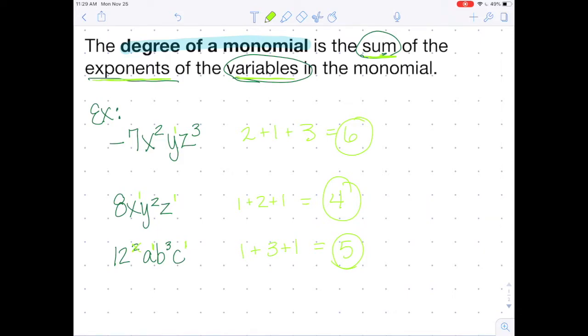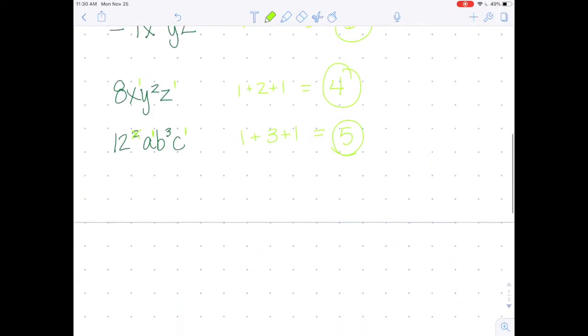You only add the exponents on variables. Whole numbers do not count towards the degree. Okay. Let's talk about a couple different polynomials. Polynomial just means it's a monomial or the sum or difference of monomials. So it's like adding and subtracting them together. So there's more than one term.